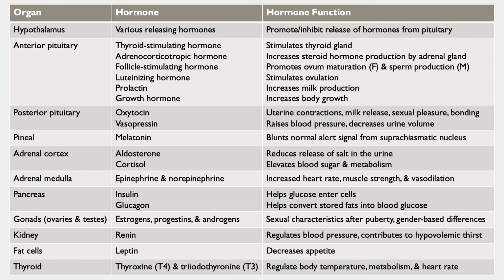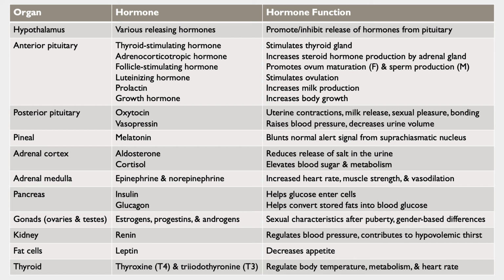First, thyrotropin-releasing hormone, which helps to activate the release of thyroid-stimulating hormone from the anterior pituitary. Next, corticotropin-releasing hormone, which helps promote the release of adrenocorticotropic hormone. Another is gonadotropin-releasing hormone, which helps to promote the release of follicle-stimulating hormone and luteinizing hormone.